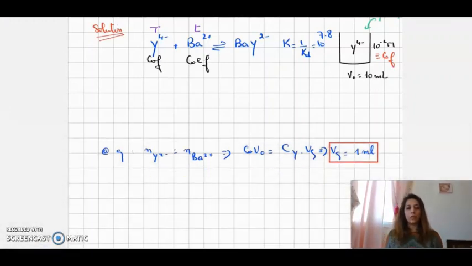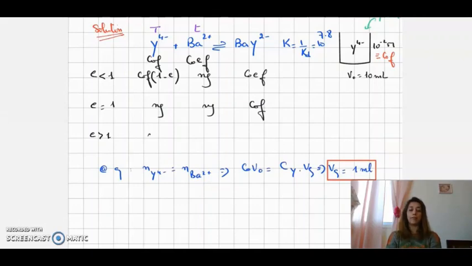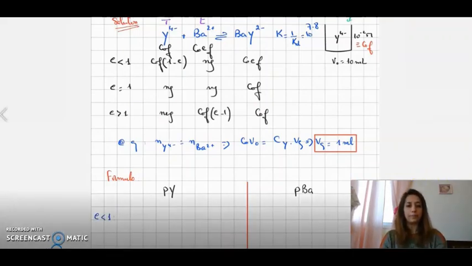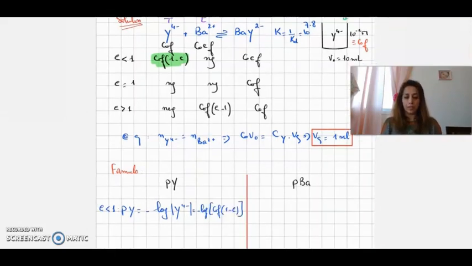Now we'll fill the table. As we have the same 1,1 stoichiometry for big T and small t, initially we have C0F and C0 tau F. For tau less than 1, Ba2+ is negligible. For tau equal to 1, both reactants are negligible, and BaY2- is equal to C0F. For tau more than 1, Y4- becomes negligible, and we have in the medium Ba2+ and BaY2-. If we want to determine the formulas of pY and pBa, for tau less than 1, we have Y4- in the medium. So pY is minus log the concentration of this Y4-, so minus log C0F times (1 minus tau).